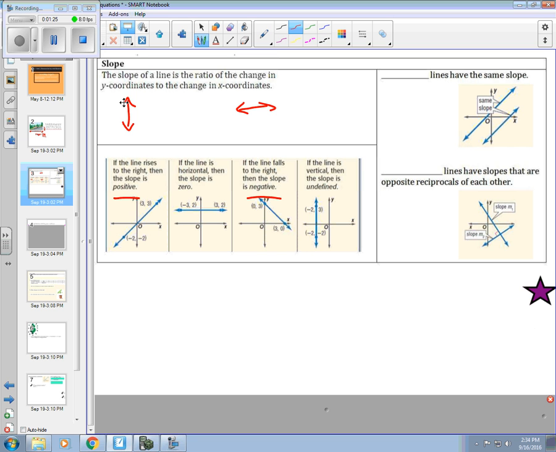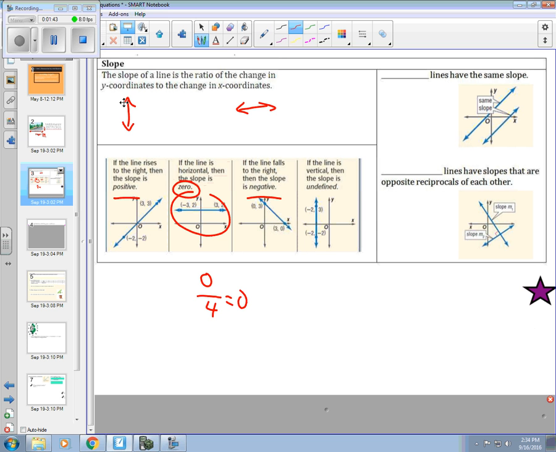If it's a straight across horizontal line, your rise is 0 because you're not moving up or down. So you're going to get 0 over some other number. Like maybe in this case, your horizontal run here is 4. 0 divided by 4 is 0. So the slope is 0.